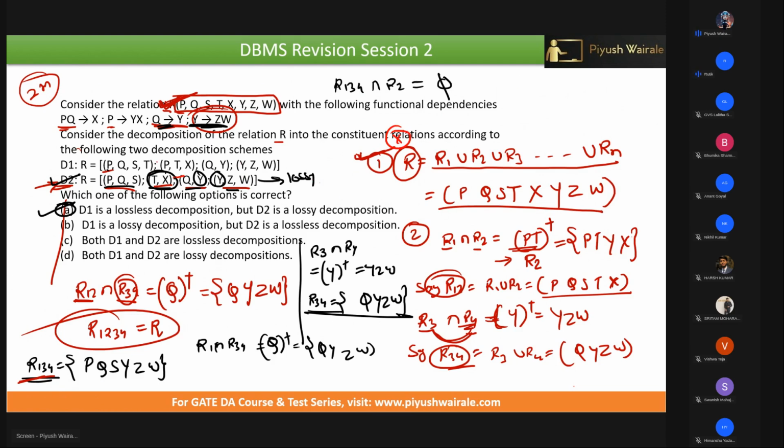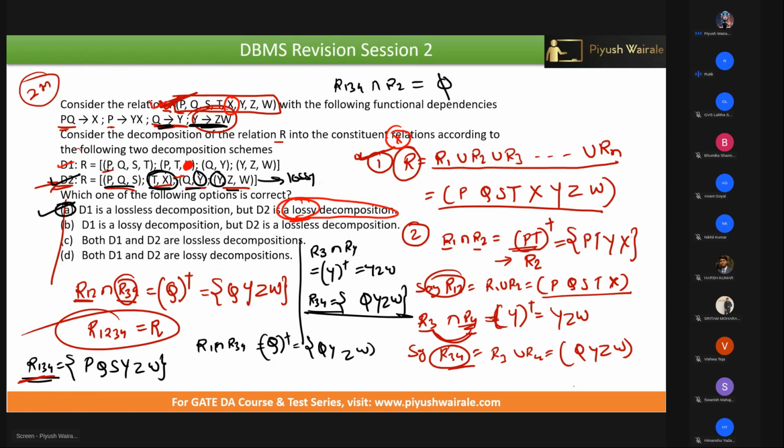Okay. But let's say for example, it would still be a decomposition, right? It is still a lossy decomposition. Understood. Got it. So if I say X is not present here, in that case we are not going to get X. It means you have decomposed R in such a way that one column is missing entirely, right? We don't want any column to be missing in the database. So that is what lossy decomposition is here.